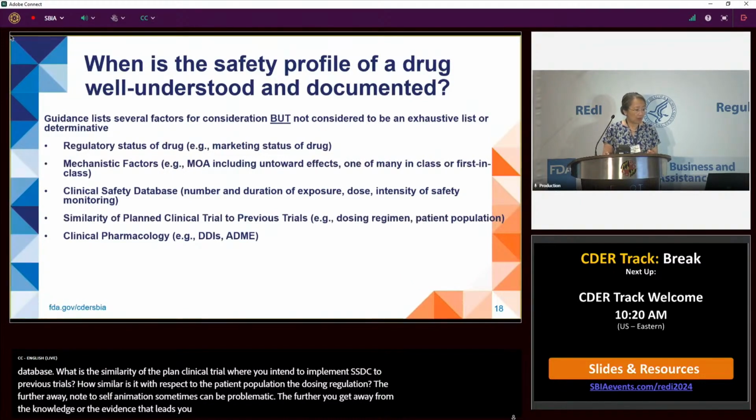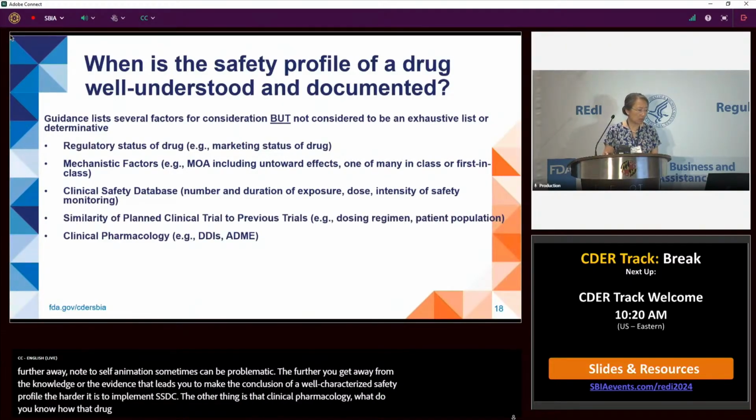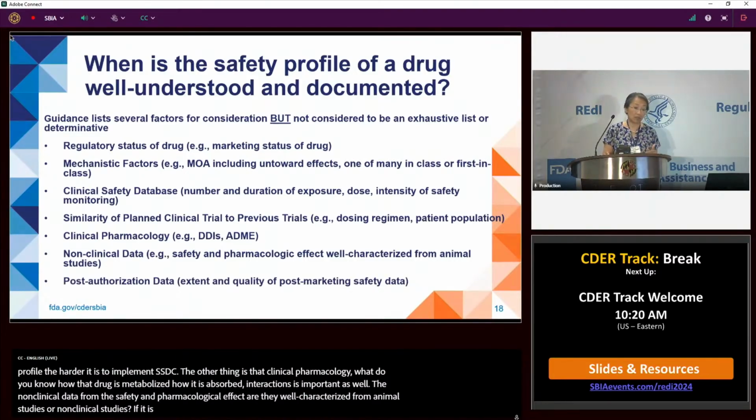The other thing to consider is the clinical pharmacology. What do you know about how that drug is metabolized, how it's absorbed? Drug-drug interactions are important as well. The non-clinical data from the safety and pharmacologic effects, are they well characterized from animal studies or non-clinical studies? And if it's already an approved drug, what do we have with respect to post-authorization data, the extent and the quality of the post-marketing safety data?